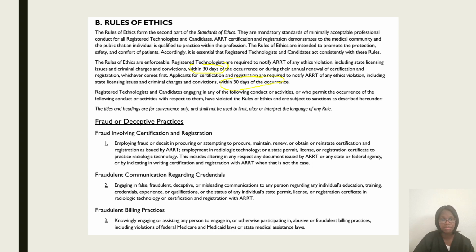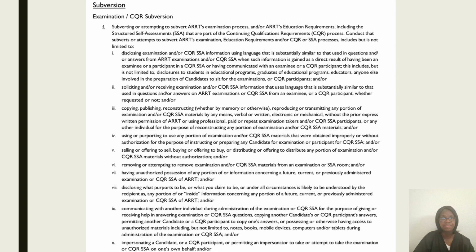So, fraudulent billing practices: knowingly engaging or assisting any person to engage in, or otherwise participating in, abusive or fraudulent billing practices, including violations of federal Medicare and Medicaid laws or state medical assistance laws. So do not pretty much falsify or hike up MRI scan prices just because you know Medicare is paying for it. That's committing fraud.